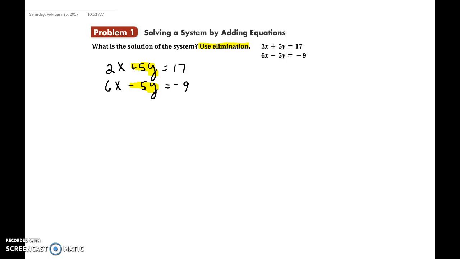So we can easily use elimination. What we need to do now is add these two equations and combine them. And when we add them, we add our like terms. So 2x plus 6x is equal to 8x. And then 5y plus negative 5y is 0y. So it eliminates our y value, hence the name elimination. And then 17 plus negative 9 is then equal to 8.